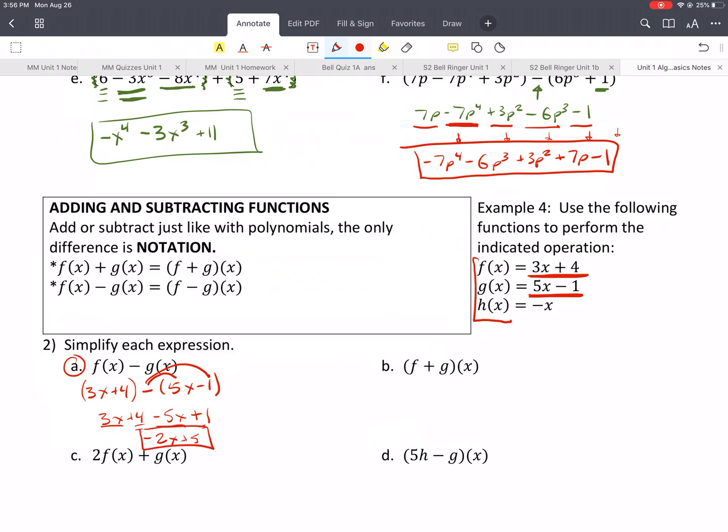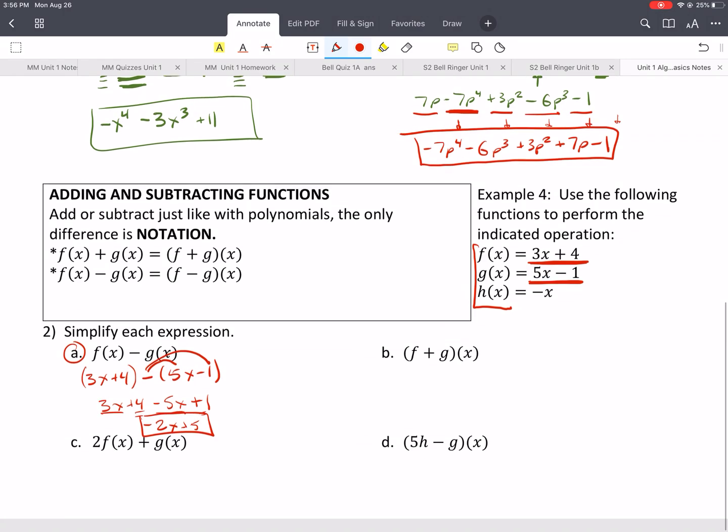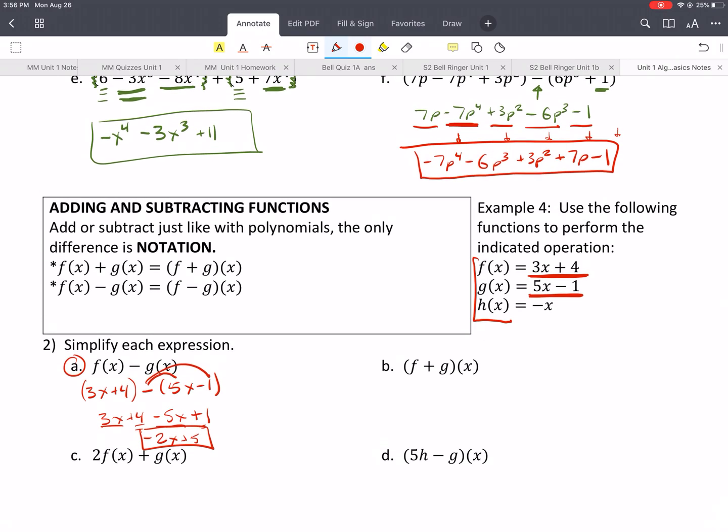Okay, and if I make any mistakes on these, let me know. Sometimes I go kind of quick and everyone makes mistakes. All right, so here we go. Next one. What in the world is that? F plus g of x?